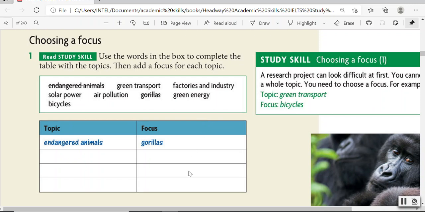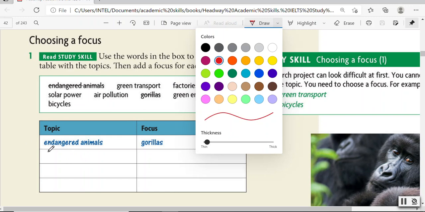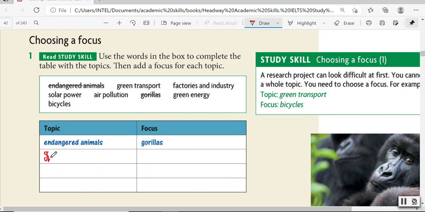Okay, tell me, how can we put these words in here for topics and for focus? For example, green transport. We will write green transport in here. Okay, write down green transport. Green transport. For example, the focus is on bicycles.